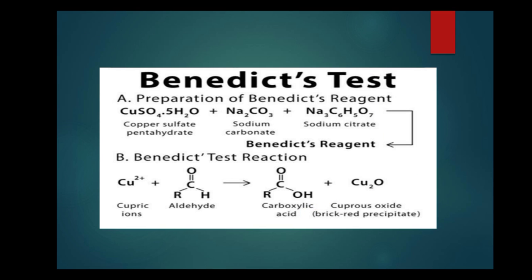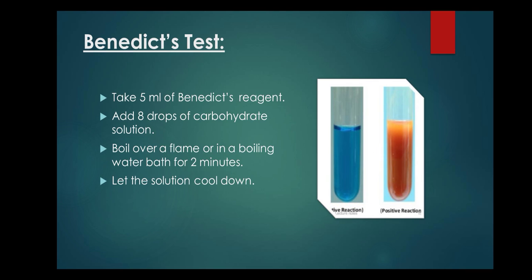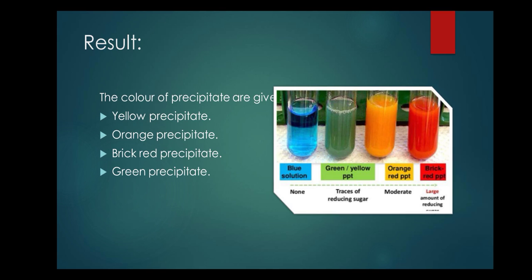Following are the chemical reactions which occur during the Benedict test. First of all, preparation of Benedict reagent. For the preparation of Benedict reagent, copper sulfate pentahydrate plus sodium carbonate plus sodium citrate react to form Benedict reagent. For the Benedict test reaction, cupric ions plus aldehydes form carboxylic acid plus brick red precipitates, as you can see in the previous picture.